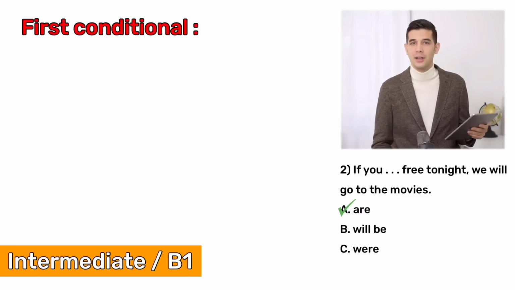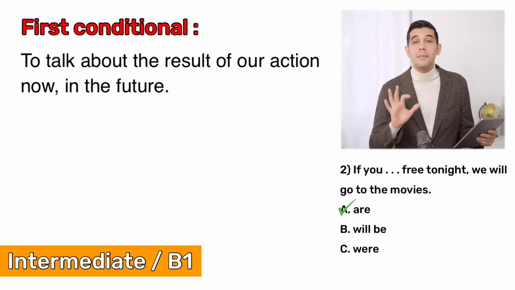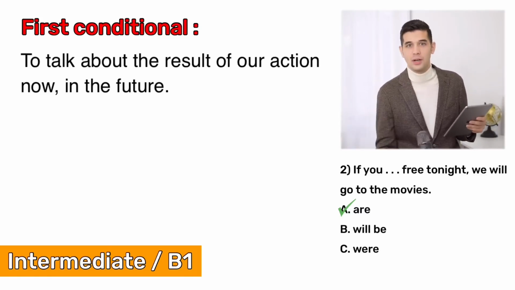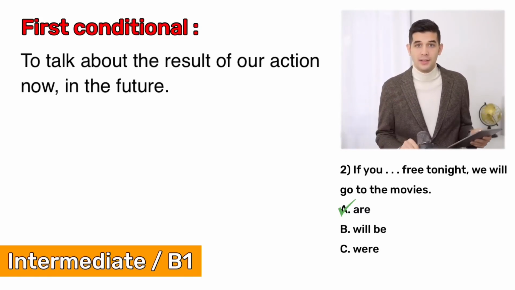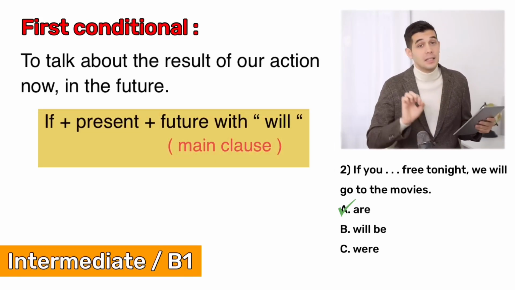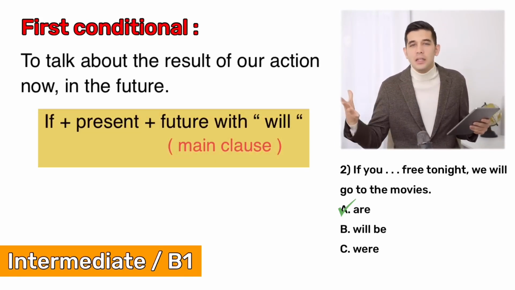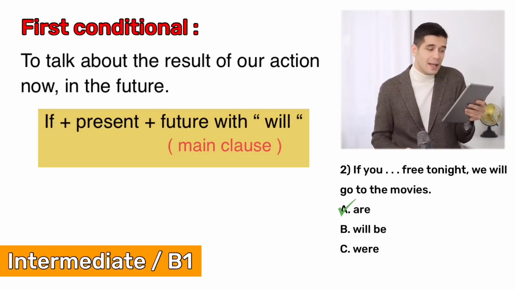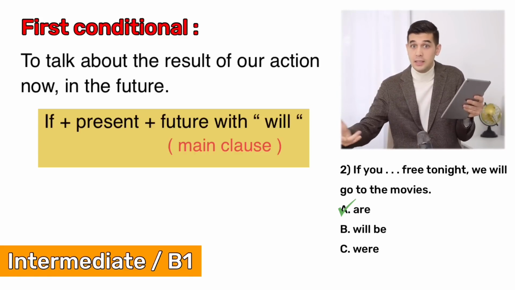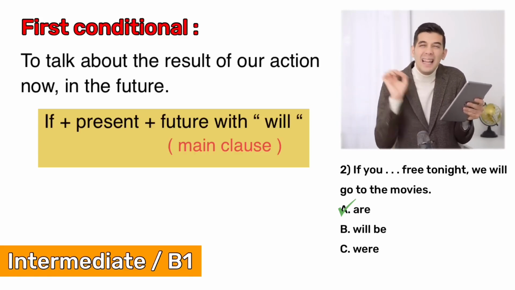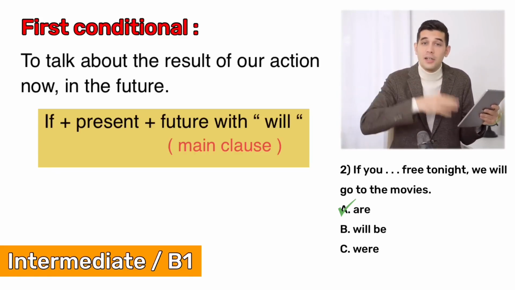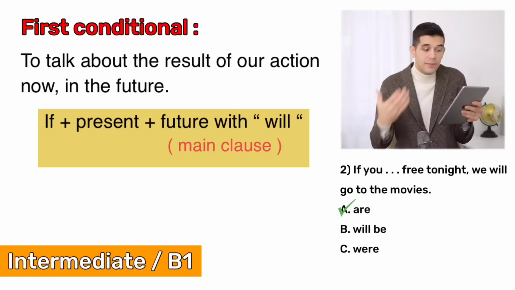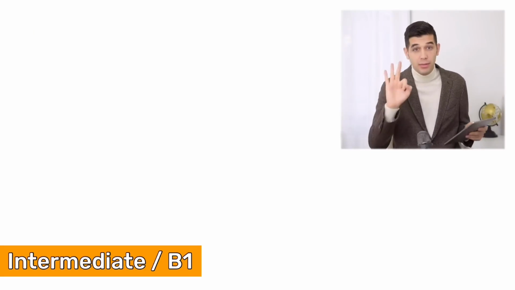This is first conditional. We use first conditional to talk about the result or consequence of our action now in the future. How do you make a first conditional sentence? If plus present, and then the main clause is future, usually with will. Now, if you look at the question, the second part of the sentence, which is the main clause, is we will go. We have a will, so the first part should be simple present. If you are free tonight. Question number 3.